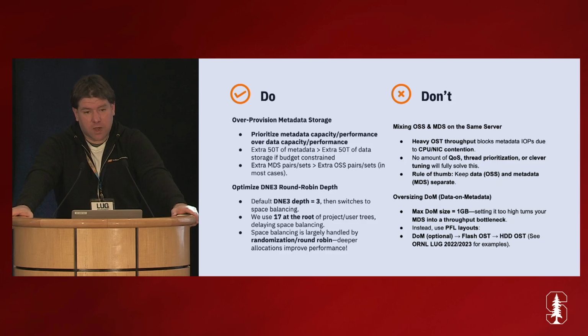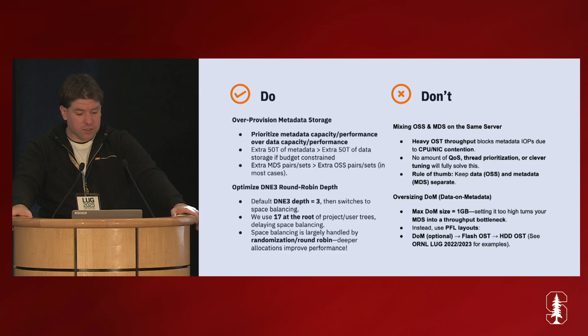Optimize DNE round robin depth. By default, it's set to 3 when you build a new file system, which I think is fine. What we do is, we have a /users or a /projects directory. We set the round robin depth to 17, which means that after 16 levels within a user's directory, it will use space balancing.